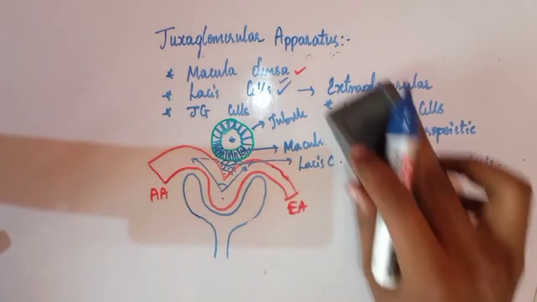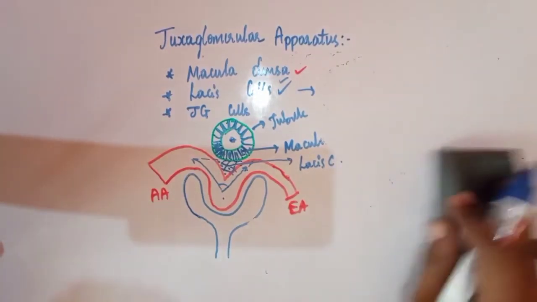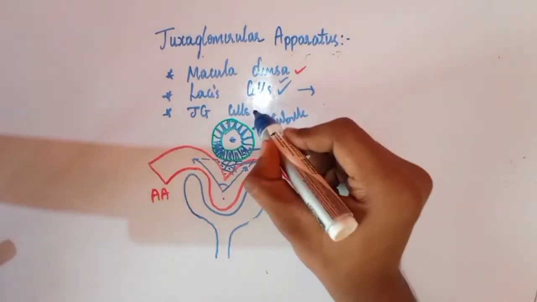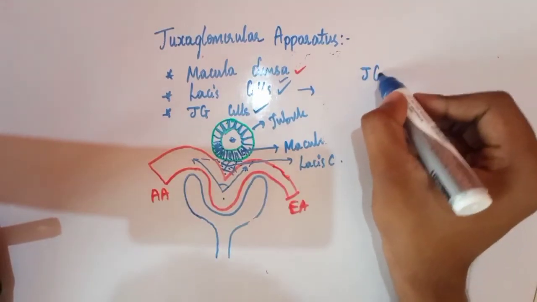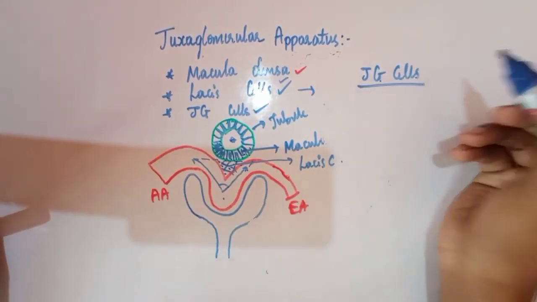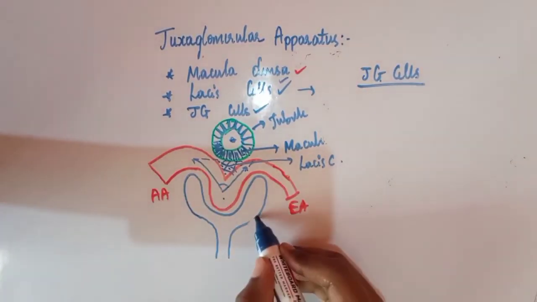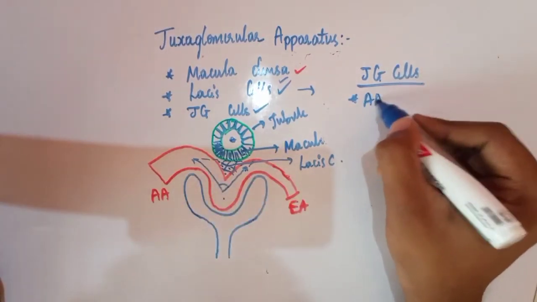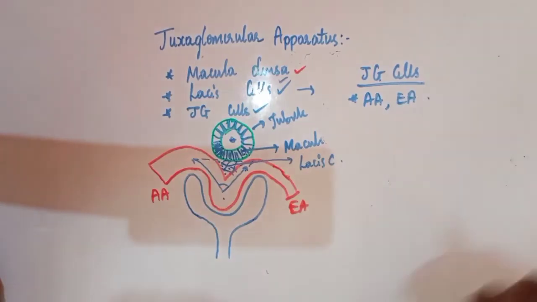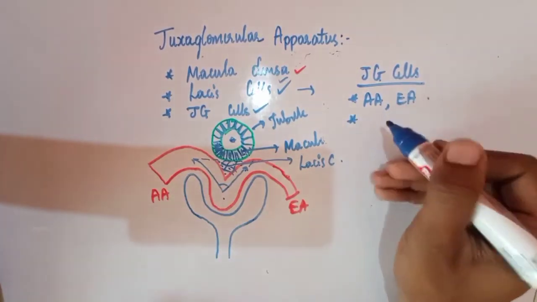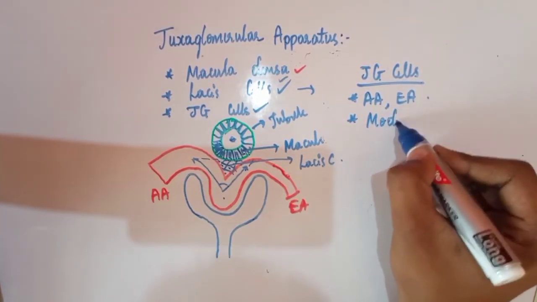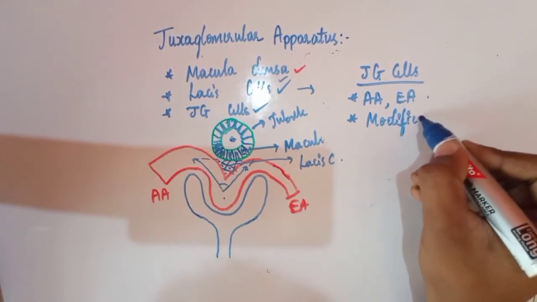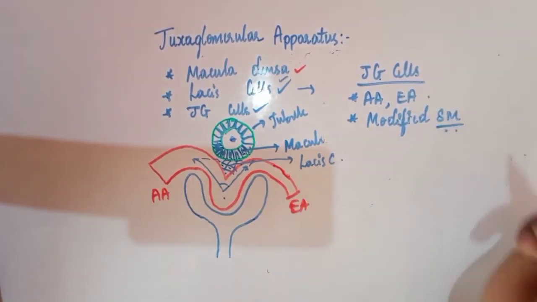Now the third component of juxtaglomerular apparatus is what? The most important, the JG cells, juxtaglomerular cells. These are present in the afferent arteriole and to some extent efferent arteriole. These are nothing but modified smooth muscles, modified smooth muscle of blood vessels. Blood vessels contain smooth muscles, right? These are modified smooth muscles.